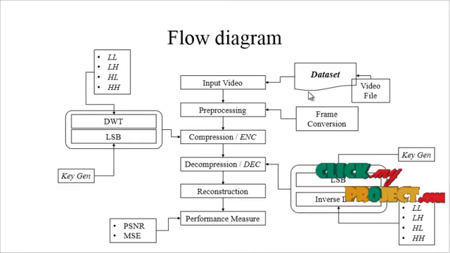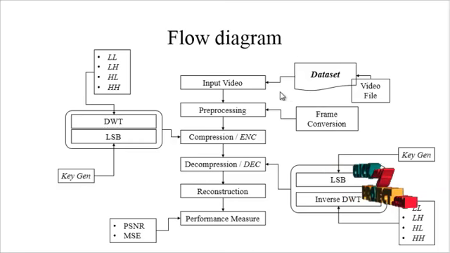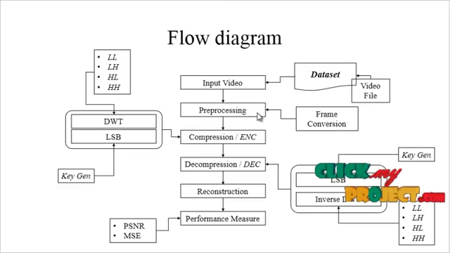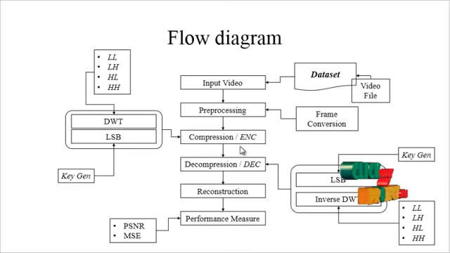The dataset consists of several video files. After getting one video from the dataset, the pre-processing will be carried out. In this pre-processing, we have to convert the video into frames. Frames are the sequence of images. After converting the video into frames, it will go to the next step, that is the compression.